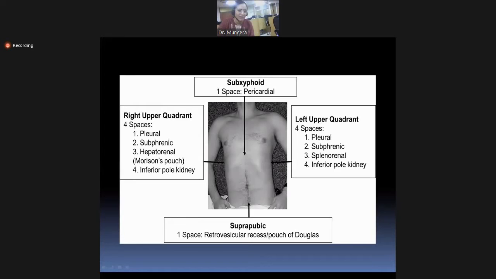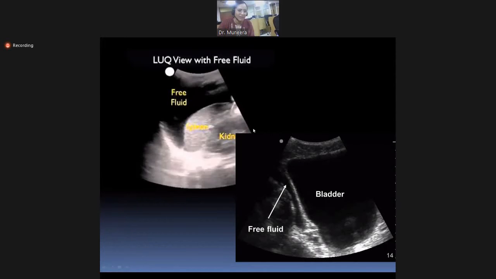This is how you see it. If you have a fluid collection, the fluid will appear in black color. And this organ is the spleen, which has a gray attenuation. So this is free fluid around the spleen, which most probably will be blood around the spleen. This is a bladder and this is a fluid. So this is retrovesical fluid.